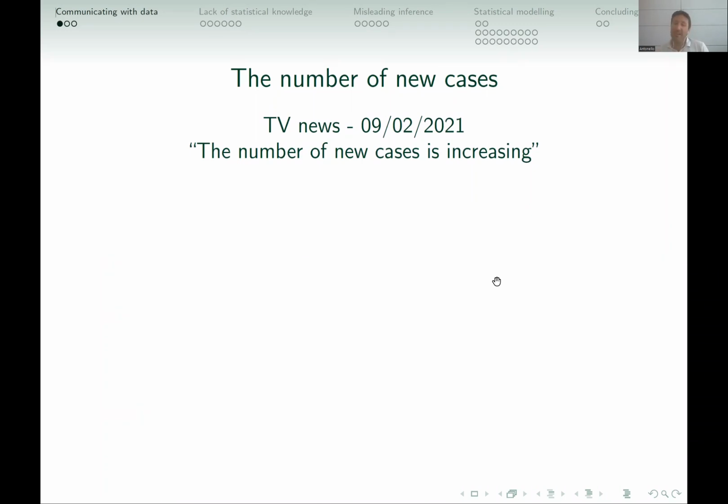Usually I'm the kind of statistician who prefers to start from the data. And the first thing I usually say to my students is, the data are telling us a story. Are we good enough to read it? So let's start from the data. On Rai Uno in Italy, the equivalent of BBC One, the news in February 2021 started by saying the number of new cases is increasing.